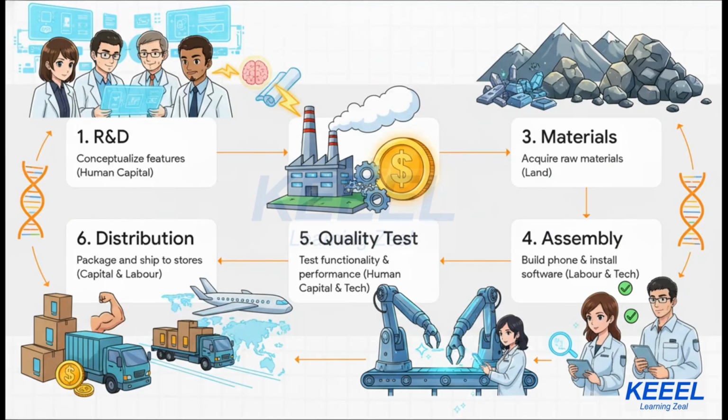It all begins with human capital, a team of brilliant engineers in R&D dreaming up new features. Then, an entrepreneur acquires land for a factory and invests in capital, the building and all the machinery. Next, they have to get the raw materials, like rare earth minerals, which is another form of land. Then, labor and technology come together, as skilled workers use advanced tools to assemble the phone. Human capital and technology team up again as engineers test for quality. And finally, capital and labor work together for mass production and getting the phones out to stores. You see how they're all woven together at every step?